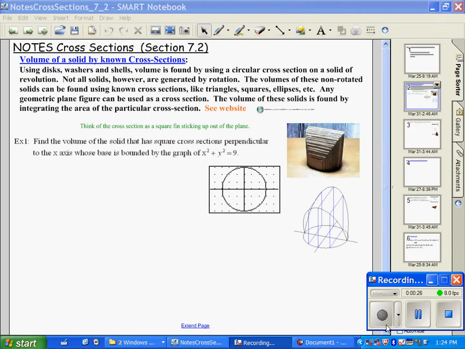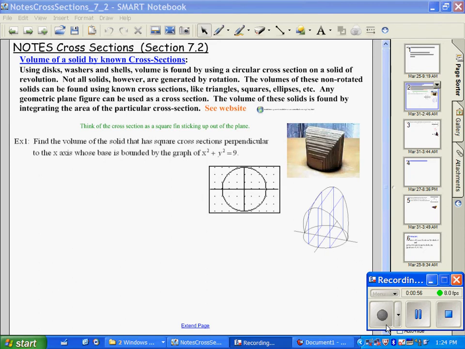However, you have solids that are not generated by rotating and are not cross-sections of circles, such as triangles, squares, ellipses, etc. So any geometric plane figure can be used as a cross-section. I have posted on our website under today's date a website that can let you explore some different types other than the ones I'm going to do as examples today, because we're only going to do 3 examples.